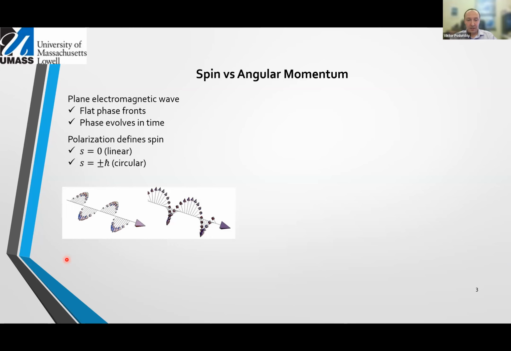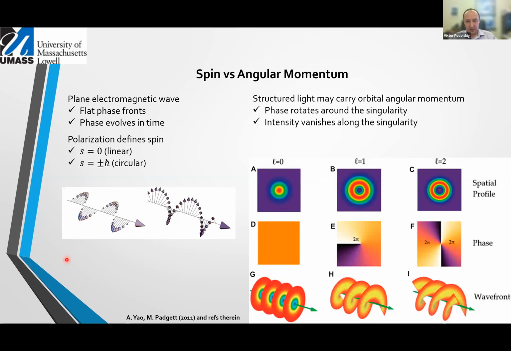And in addition to that, one can structure optical beams so that they have not only spin, but also optical angular momentum. Here, if you look at any plane of the light propagation, you will notice that the phase front is not homogeneous and exhibits a singularity. And then as you walk around the singularity, you would get some sort of non-zero phase shift that has to be a multiple of 2 pi.